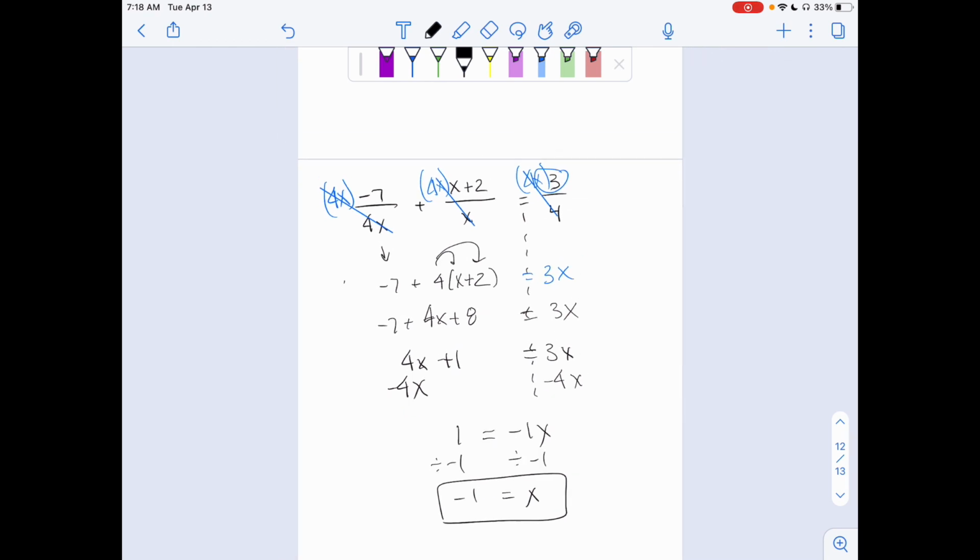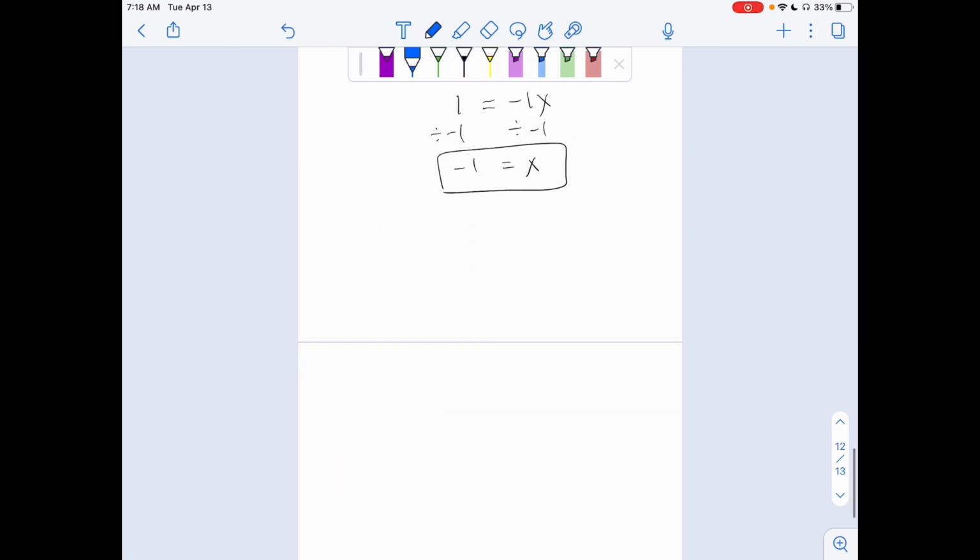That's it. Our objective is to find our lowest common denominator. Find your lowest common denominator so the other denominators cancel out.